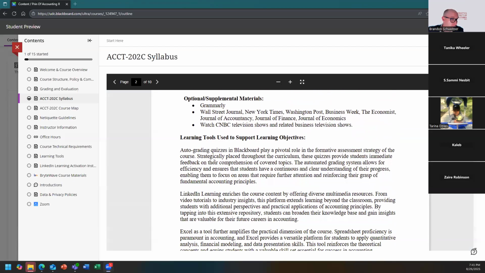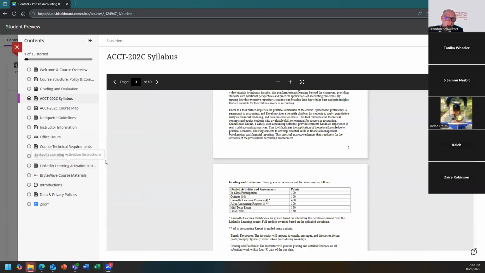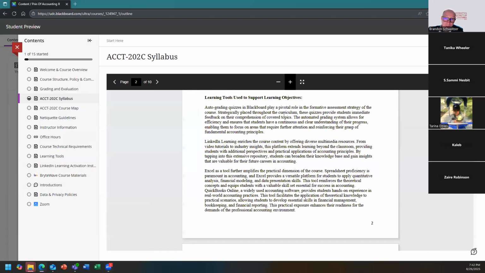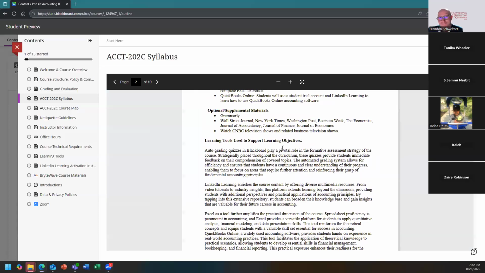You'll also learn a little bit about QuickBooks in this course. QuickBooks is an accounting software that's used by 80% of businesses around the world. Both small, medium, and large businesses use QuickBooks to some degree. And so that's why some of the LinkedIn Learning certificates are going to be based on QuickBooks.